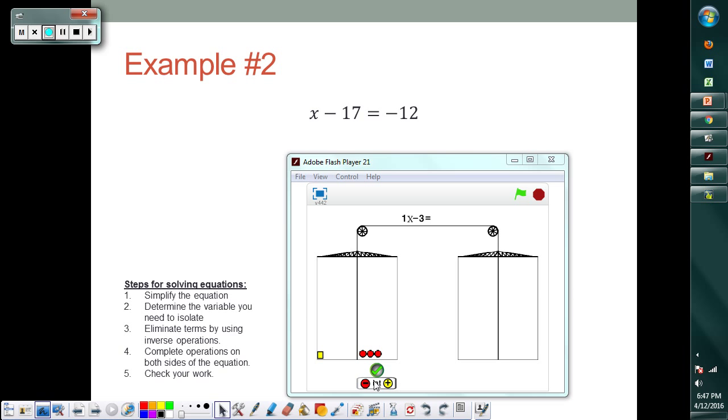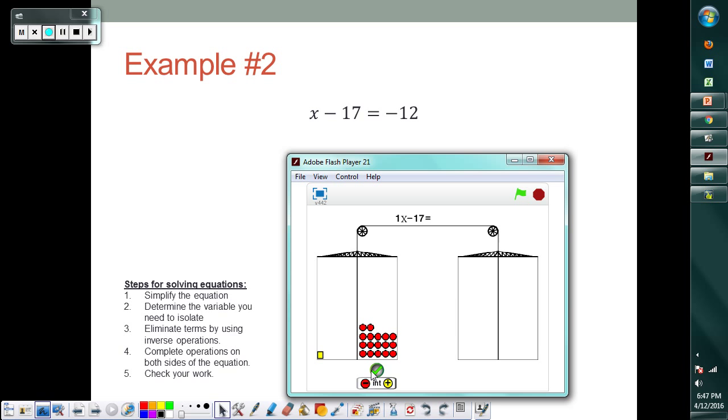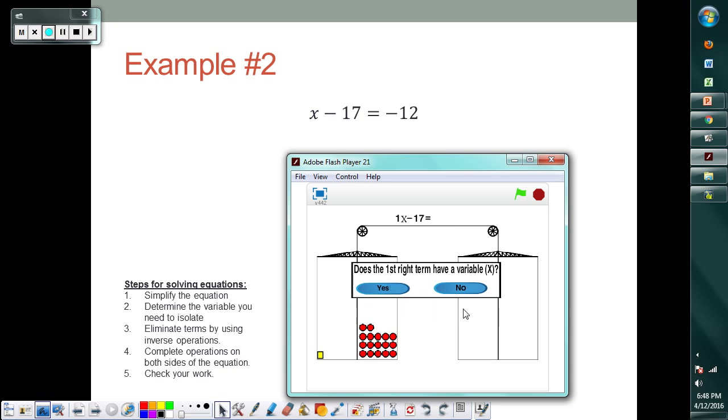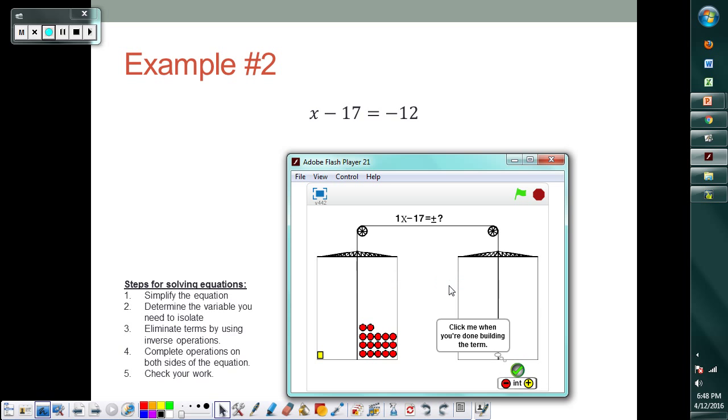So now that it's caught back up with us, we'll continue adding our negative integers until we get up to 17. And then I click my green check again. Are there any more? Nope. Not on my left side. Answer questions about my right side. My term on my right doesn't have a variable. Negative 12.